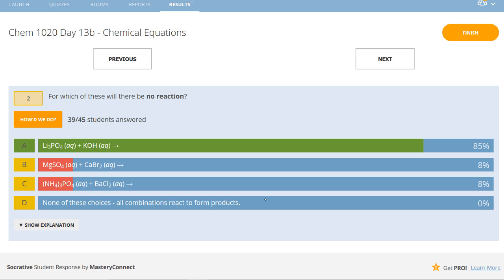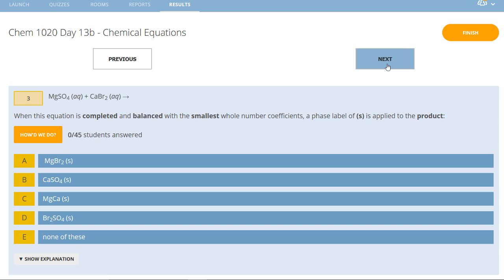I think this is Socrative again. When this equation is completed and balanced with the smallest whole number coefficients, a phase label of S is applied to which product? Phase label of S would have been applied to which product? So if we get our answers locked in here, please, we'll count down. 5, 4, 3, 2, 1.